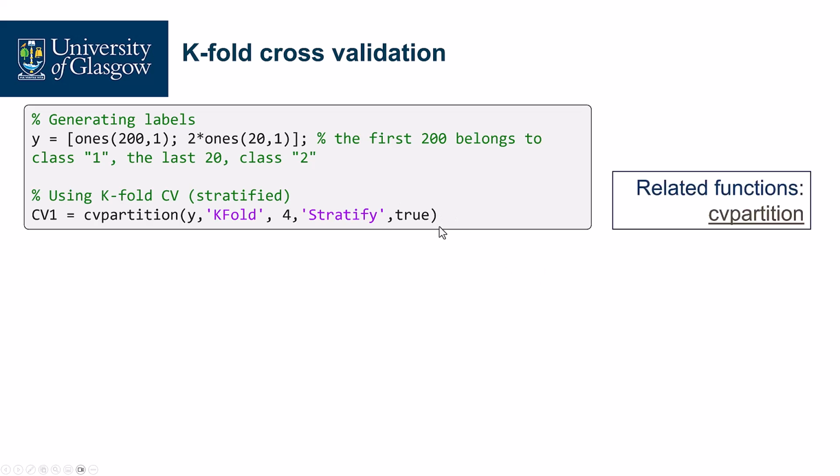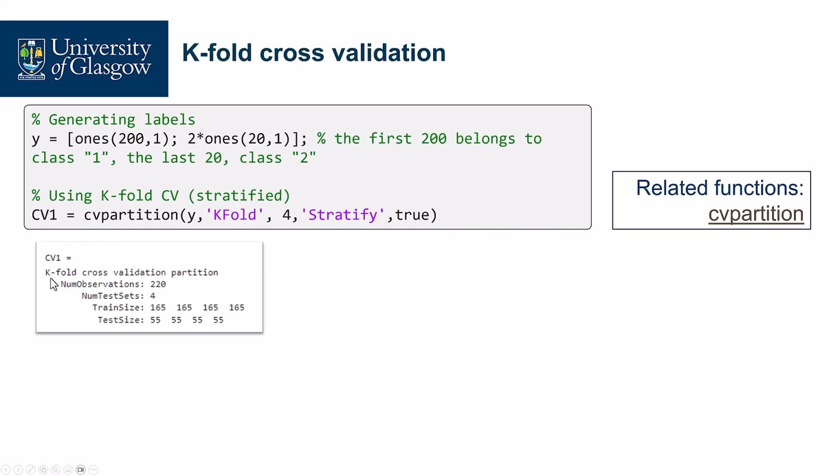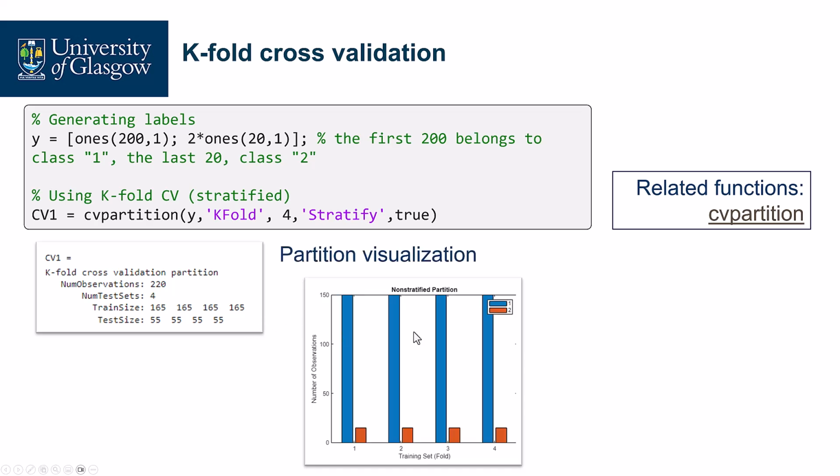Now let's see how it goes. If we run this command, this result will be provided. The CV1 is the result. We can see the number of observations, 220, and it divides into 4 pairs of training set and test set. So we can visualize it as here. You can also try it yourself in the live script.